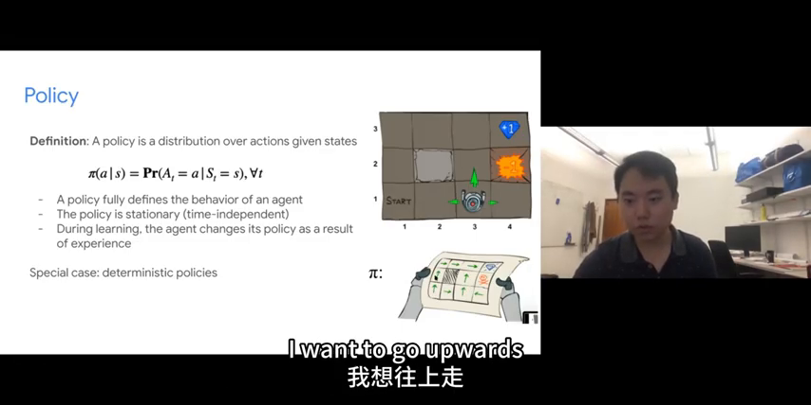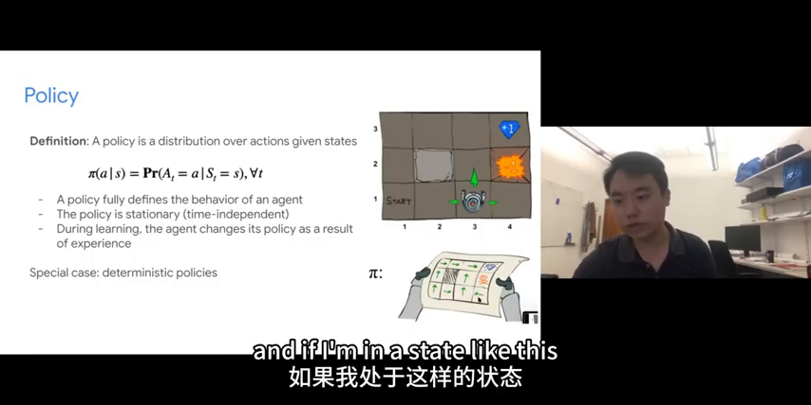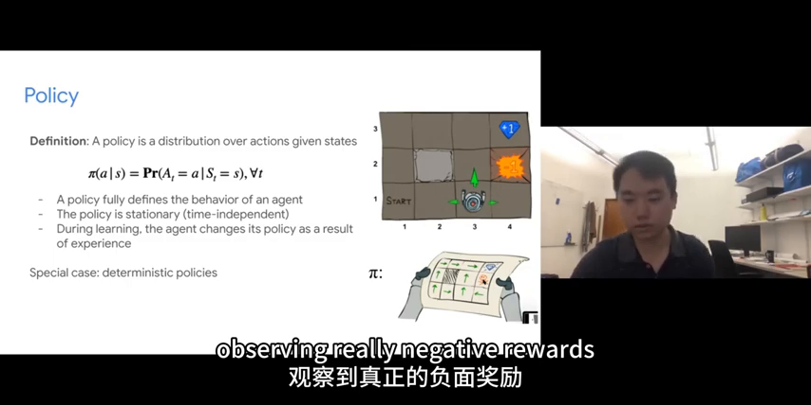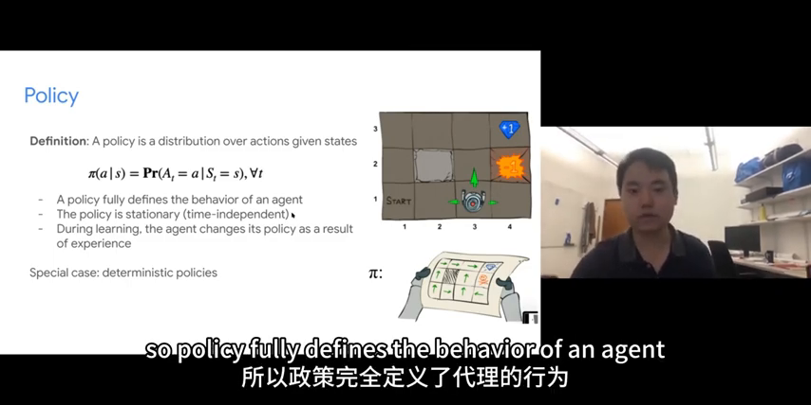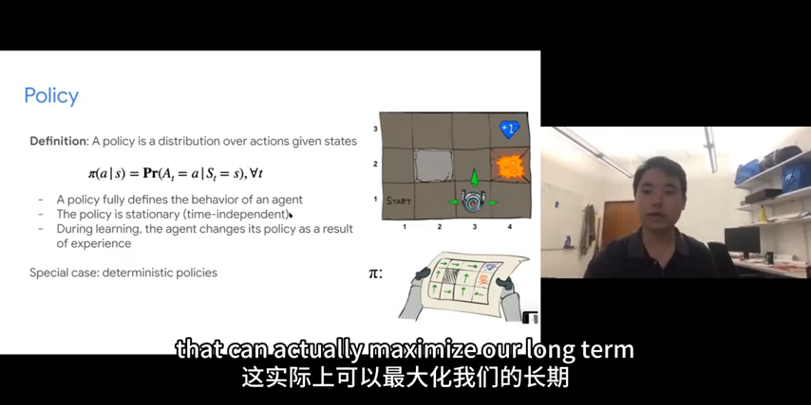So maybe here I want to go upwards and rightwards towards the diamond because that gives you the reward. And if I'm in a state like this, I don't want to go upwards because I'm observing really negative rewards. So policy fully defines the behavior of an agent. And our goal in reinforcement learning is to find this policy that can maximize our long-term cumulative rewards.